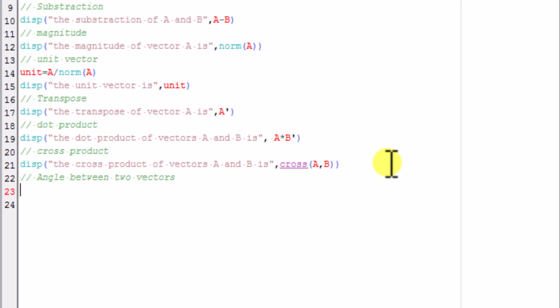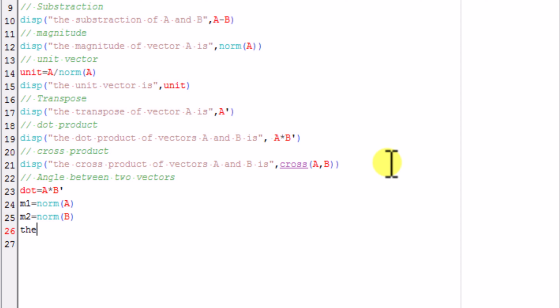So first of all we will calculate the dot product of the two vectors. So I will write dot is equal to A star B prime. So I have calculated the dot product. Now I need the magnitude of A and B. So let us take M1 is equal to norm A, and M2 is equal to norm B. Okay, so the magnitude of A is stored in M1, and the magnitude of B is stored in M2. Okay, two things I have done.